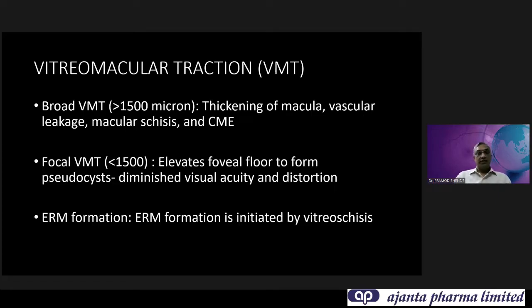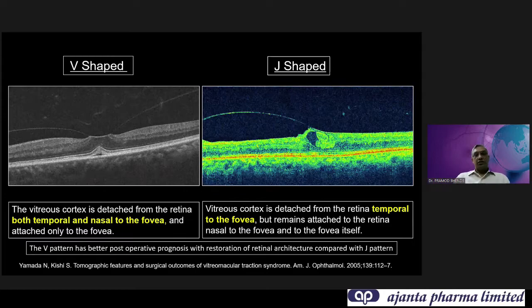Again, it has its implications, whether it is having a macular schisis or CME, or vascular leakage, or forming a pseudocyst, depending on the area of traction involved. So these are a few variations.